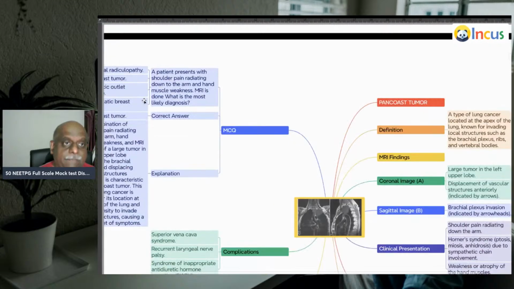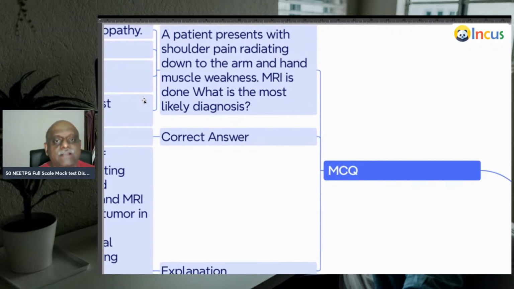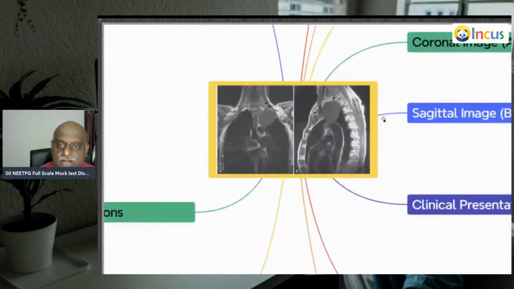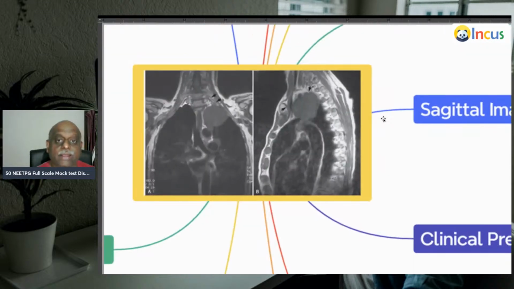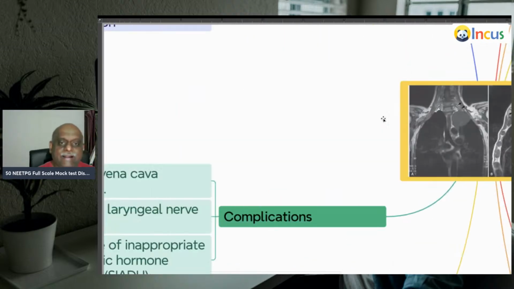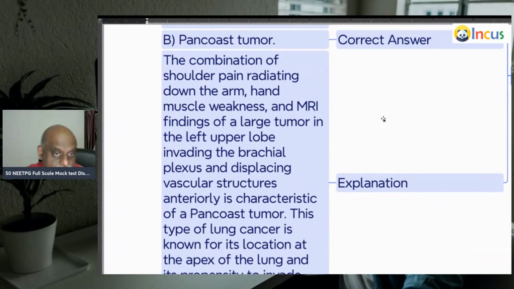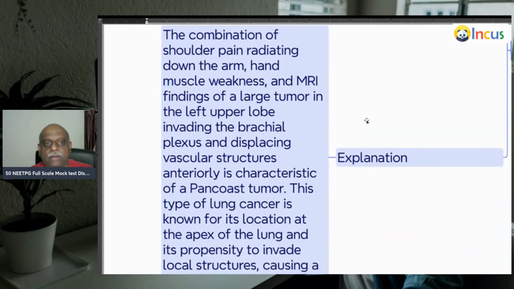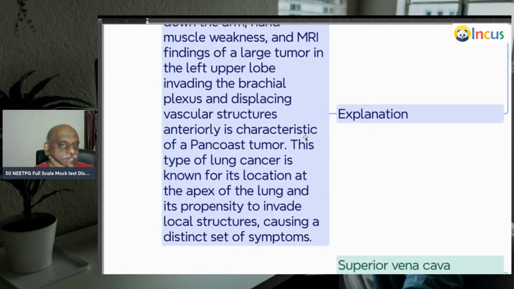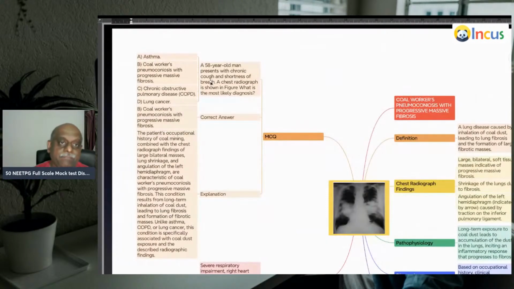Now, doctor, a patient presents with shoulder pain radiating down to the arm and hand muscle weakness. And what is the MRI showing, doctor? MRI is showing a Pancoast tumor, which is encroaching upon the brachial plexus, is the characteristic feature. So the combination of shoulder pain, muscle weakness, large tumor in the left upper lobe, and brachial plexus compression, they're all the features of the Pancoast tumor.